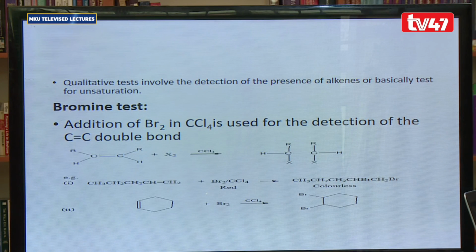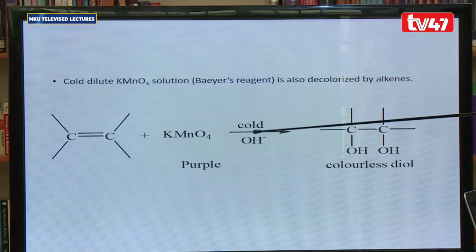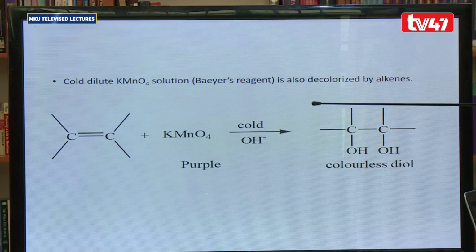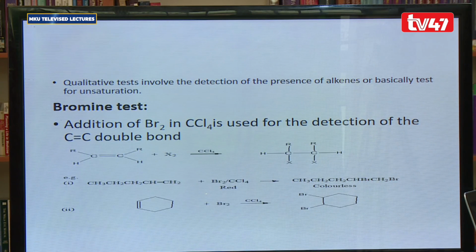So, qualitative tests of alkenes, there are a number. One, we had said that alkenes are easily oxidized by oxidizing agents. So in the process, they decolorize the oxidizing agents. For example, potassium permanganate is purple. If you add an alkene, as it gets oxidized, the potassium permanganate itself will get reduced, and the color will change from purple to colorless. So that can differentiate between saturation and unsaturation. Generally, that kind of test will differentiate between an alkene and an alkane.